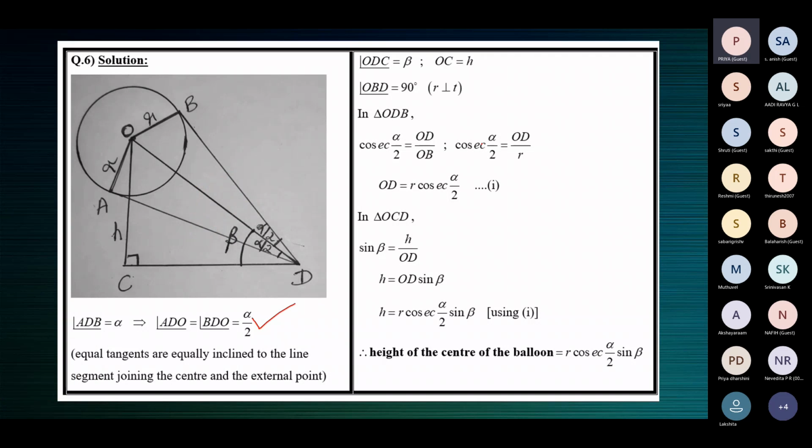So that's about this one. And I told you about beta. OC is H. We have called it H. OBD is 90. I told you radius and tangent are perpendicular to each other at the point of contact. This is 90. This is also 90. All right. So now this is the right triangle where we have alpha by 2. OBD or even OAD, you can use any one.